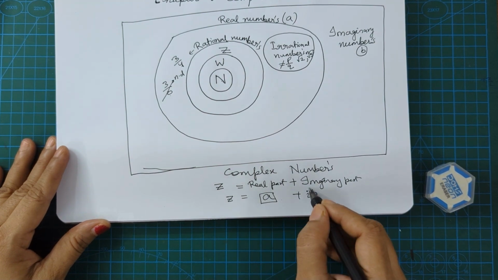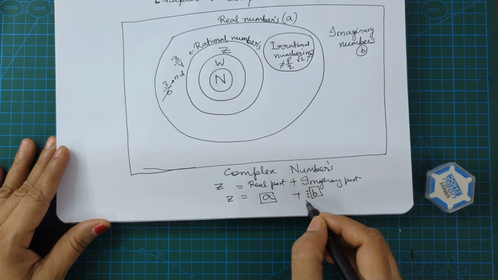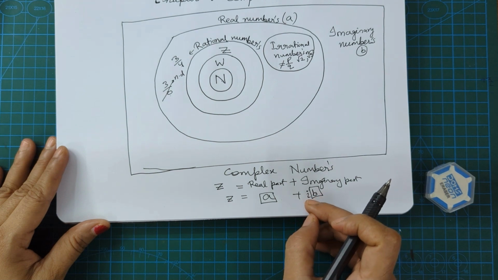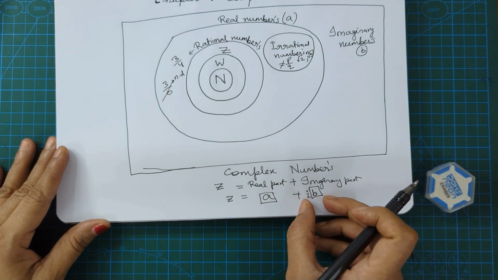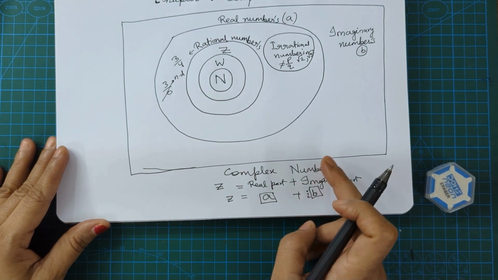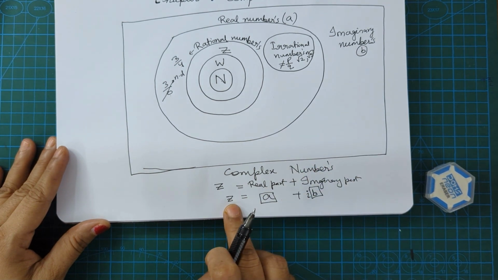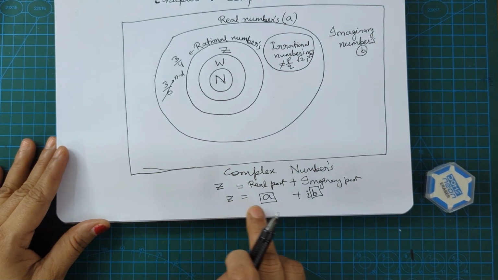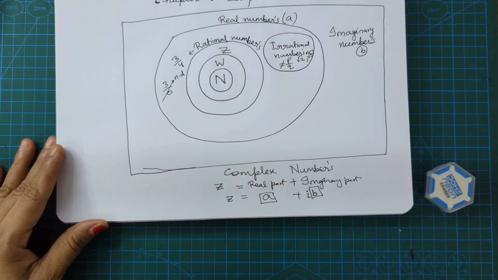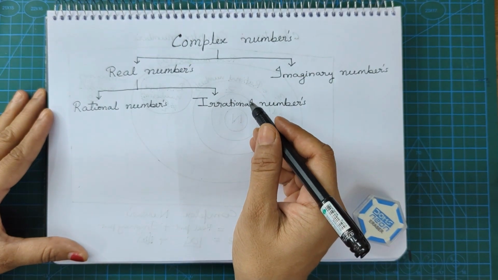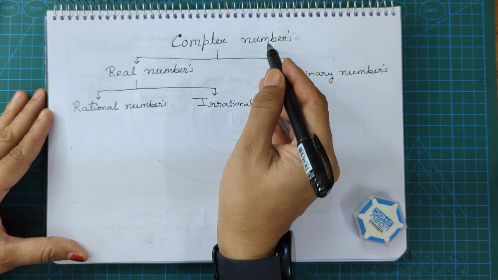So every complex number is represented in the form of a plus ib, where a is a real number, b is also a real number, but a real number multiplied by i becomes the imaginary part of the complex number. So every complex number is represented in the form of a plus ib. So that was the Venn diagram introduction to a complex number.